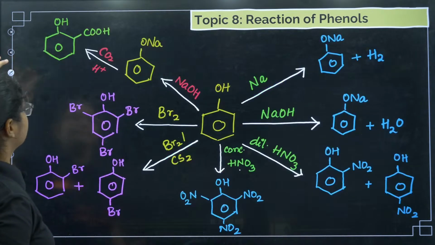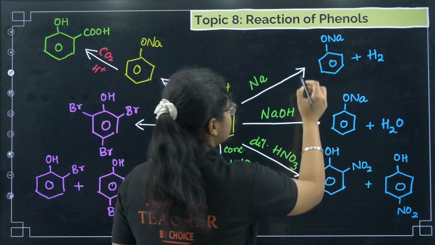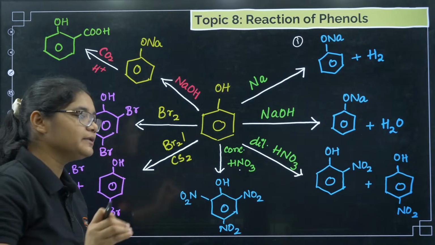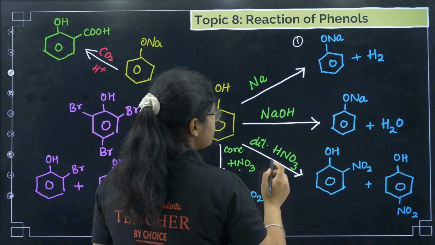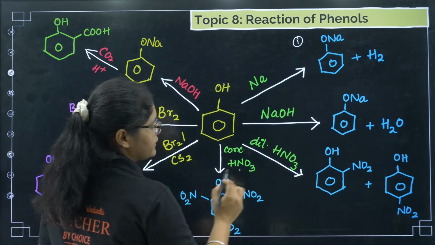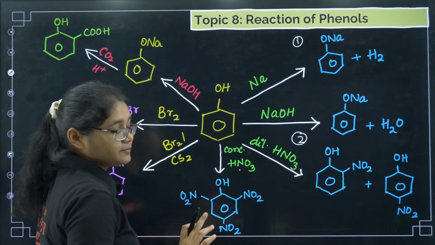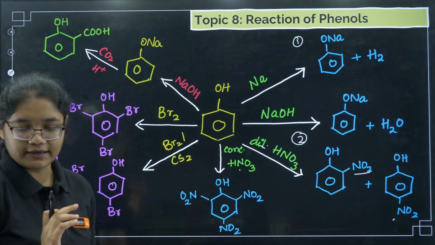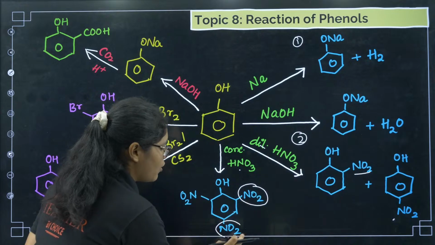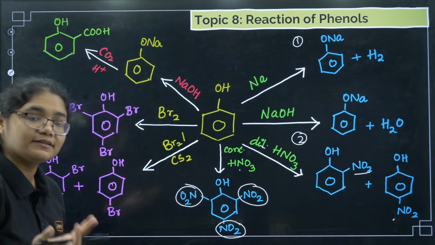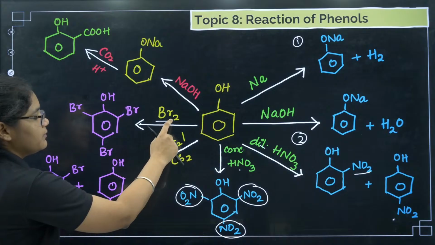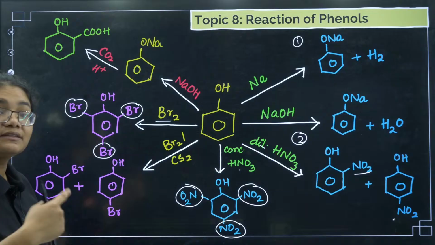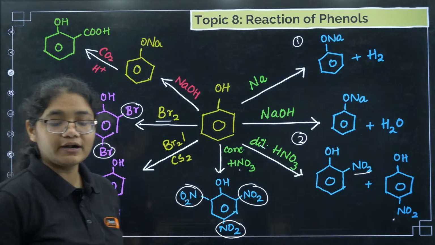The first one here, we have reactions with metals. In the similar way as aliphatic alcohols, phenols also react with metal. Now the electrophilic substitution reaction, this is important. Nitration: with dilute HNO3, you will get ortho and para products separately. With concentrated HNO3, you will get all the ortho and para positions occupied at the same time. Next, if I use bromine water, all the ortho and para positions are occupied. But if I use bromine with CS2, then you will get ortho and para products separately.